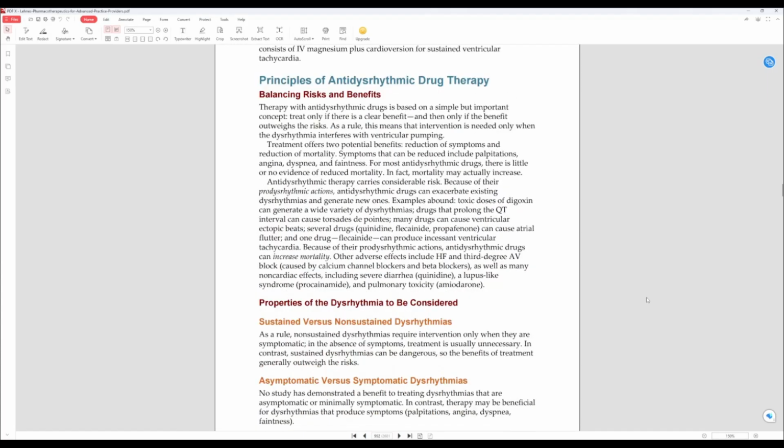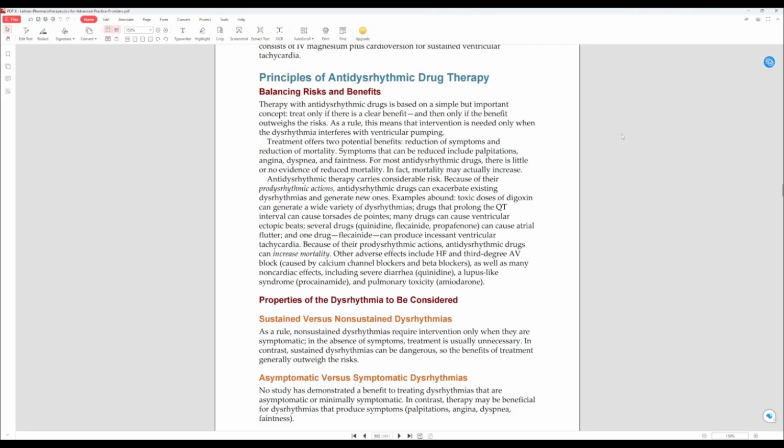This brings us to the principles of antidysrhythmic drug therapy. Balancing risks and benefits. Therapy with antidysrhythmic drugs is based on a simple but important concept. Treat only if there is a clear benefit, and then only if the benefit outweighs the risk. As a rule, this means that intervention is needed only when the dysrhythmia interferes with ventricular pumping. Treatment offers two potential benefits: reduction of symptoms and reduction of mortality.